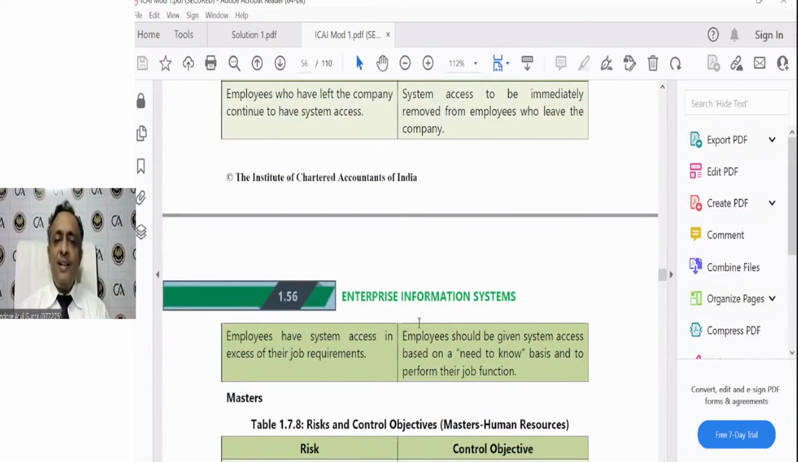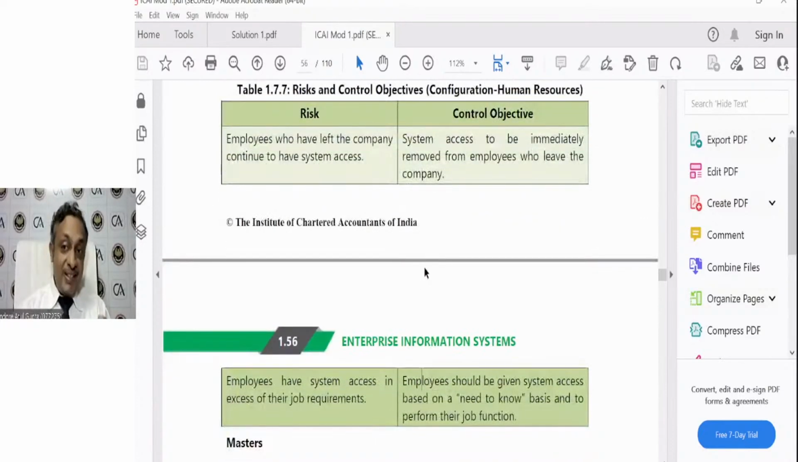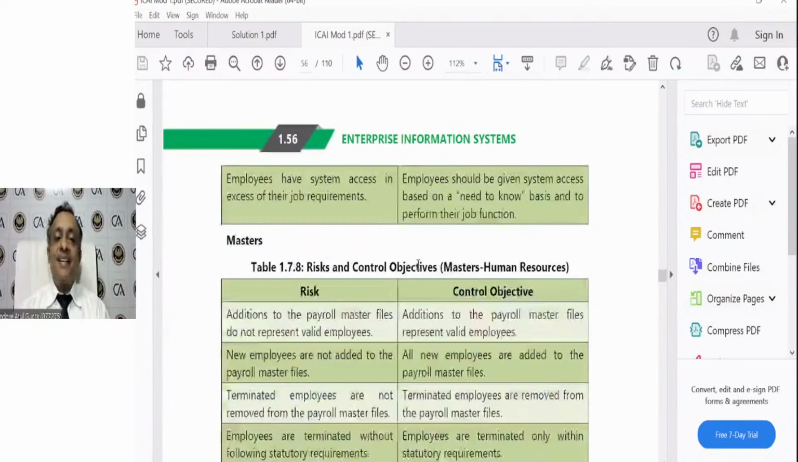Then the second is again a big risk. Now, someone did talk about risk to configuration. So this is a configuration risk. Master, this user access was part of configuration. Employees have access more than their rights. Yes. So yes, the password has to be immediately removed, cancelled, changed.